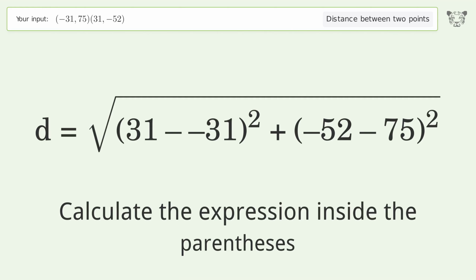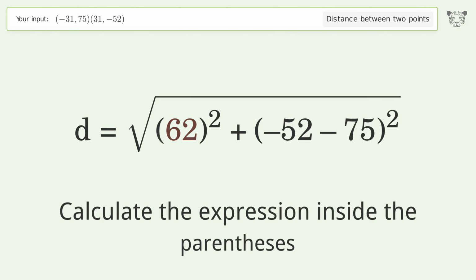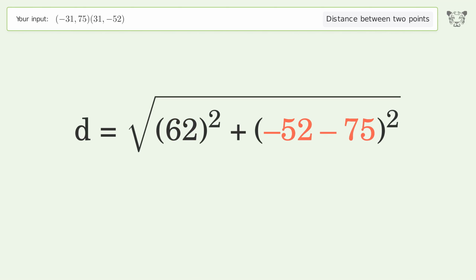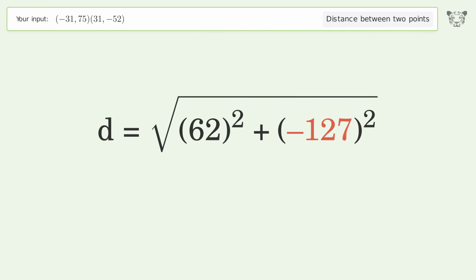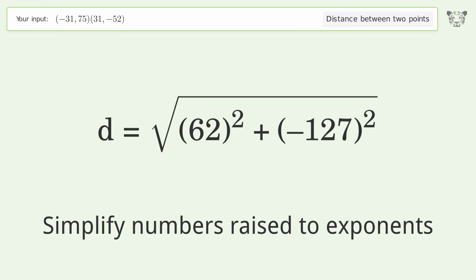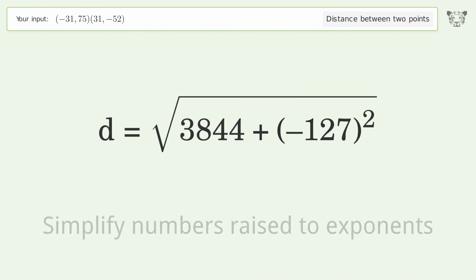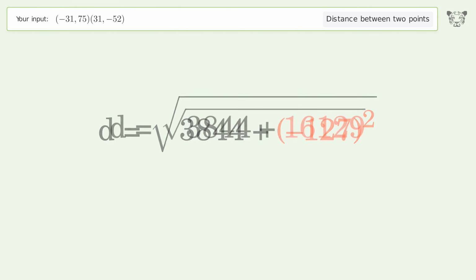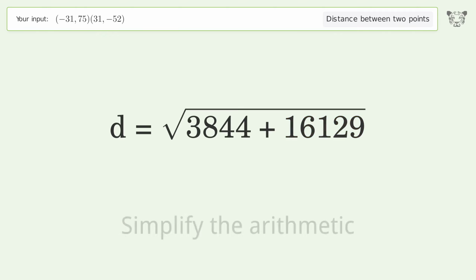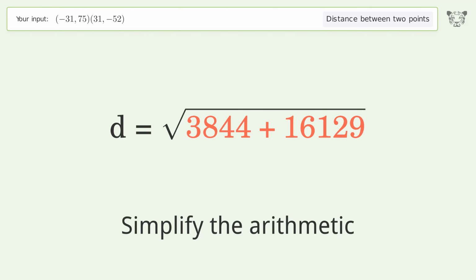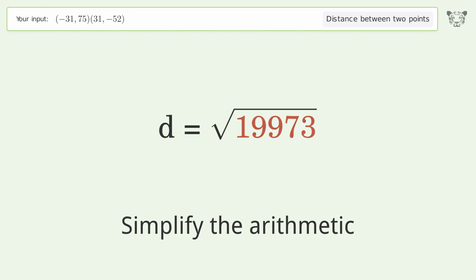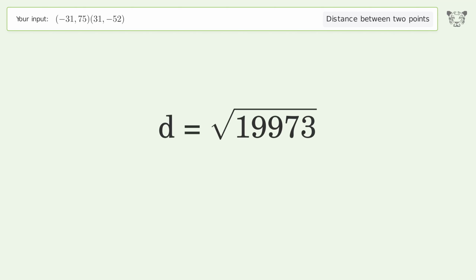Calculate the expression inside the parentheses. Simplify numbers raised to exponents. Simplify the arithmetic. And so the distance between the 2 points is the square root of 19,973 or 141.326.